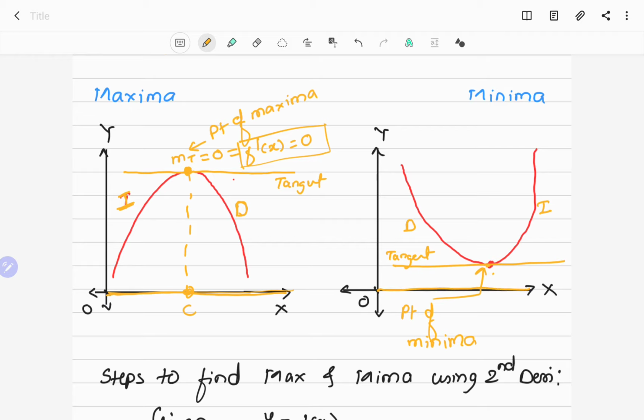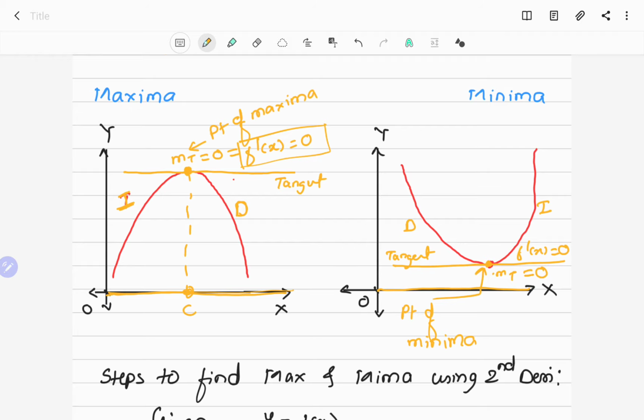So friends, what is your observation? Whether it's a maxima or minima, you will observe that a tangent drawn at the maximum point or at the minimum point is always parallel to the x-axis. Therefore, in this case also, you will observe the slope of the tangent is 0. Ultimately, slope of tangent 0 means derivative equal to 0.